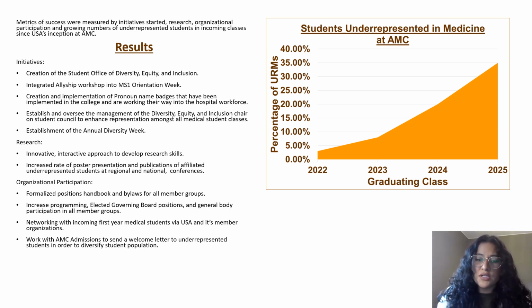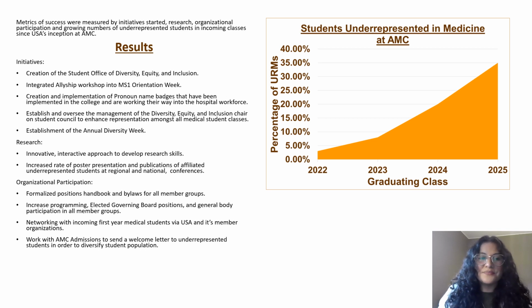to help us create such spaces as the Student Office of Diversity and Inclusion, which is well underway and should be open sometime this year. The integrated allyship student workshop that we all got to participate in and give to the incoming MS1 class during orientation week is now set in stone for the rest of the programming officially, which is wonderful. The students really seem to enjoy it and feel very supported and feel very educated. In terms of research, there has been a surge in educational opportunities and the ability to present and be publicized. In terms of organizational support and participation, there is increased programming, elected governing positions, and general body participation in all of our member groups, as well as USA itself. And we have been able to work directly with AMC admissions to include and promote the acceptance of underrepresented students into AMC.